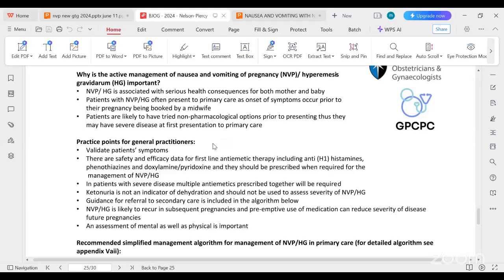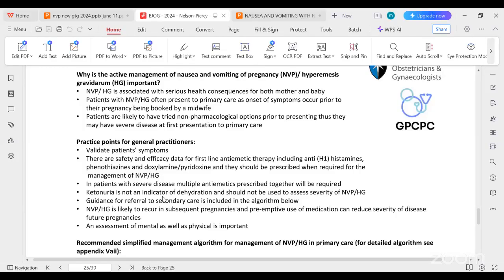So what are the practical points? Some other validated patient symptom scores should be asked. Then come the antihistamines, which are the phenothiazines, and we all know that doxylamine should be prescribed by the GP. And in severe cases, multiple antiemetics can be given together.